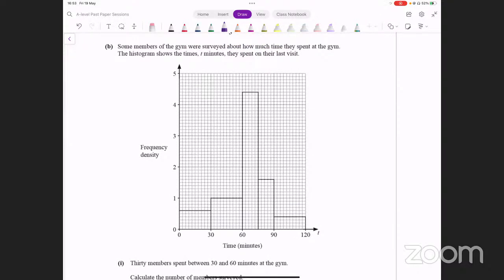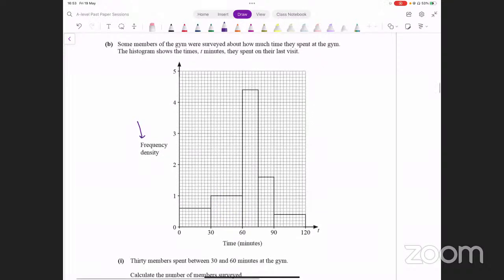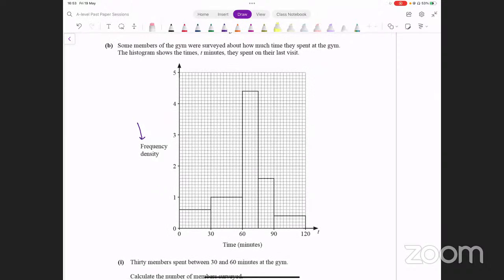Remember, histogram में आपके पास y एक्सिस पे क्या होता है, वर्टिकल एक्सिस पे हमेशा फ्रीक्वेंसी डेंसिटी होती है. फ्रीक्वेंसी नहीं होती, फ्रीक्वेंसी डेंसिटी होती है. फ्रीक्वेंसी क्या होती है? फ्रीक्वेंसी होती है एरिया ऑफ दीज बार्स. एरिया क्या रिप्रेजेंट कर रहा होता है? फ्रीक्वेंसी रिप्रेजेंट कर रहा होता है. ठीक है, अब जो इंफॉर्मेशन है हमारे पास वो किस चीज की है? टाइम्स दे स्पेंड एट द जिम एंड देयर लास्ट विजिट.